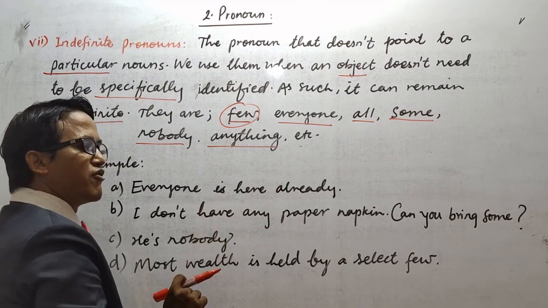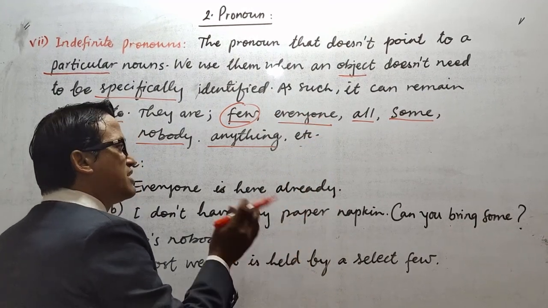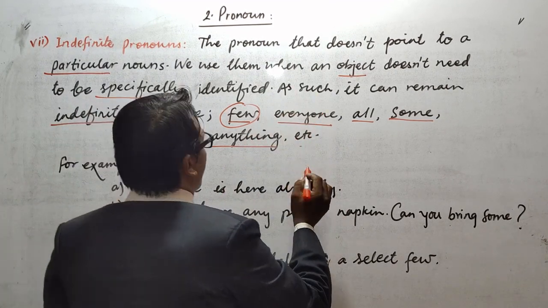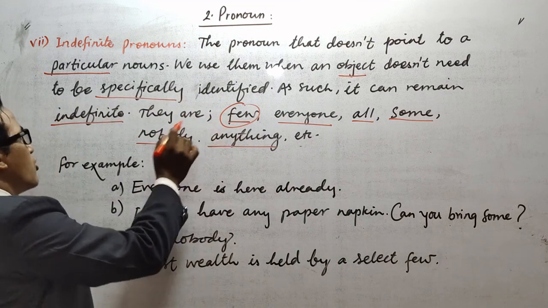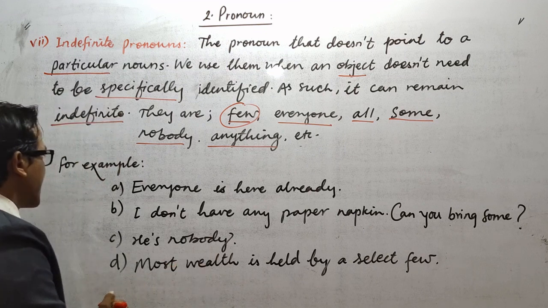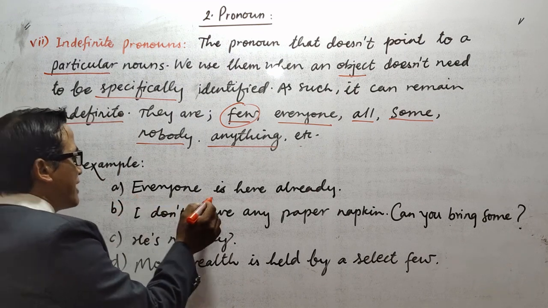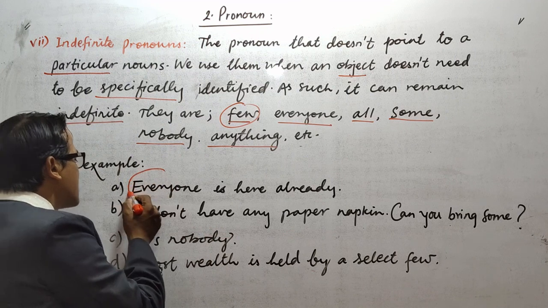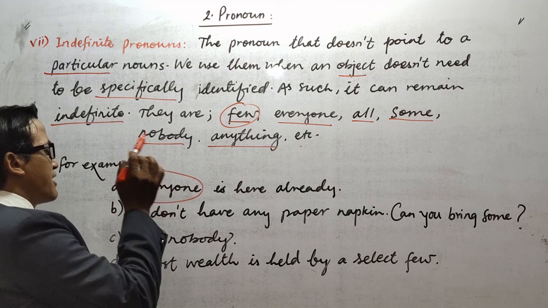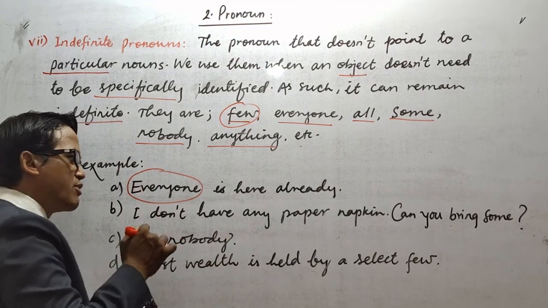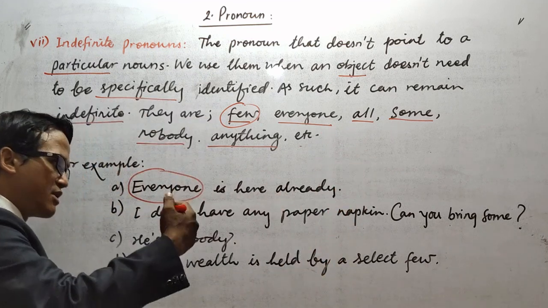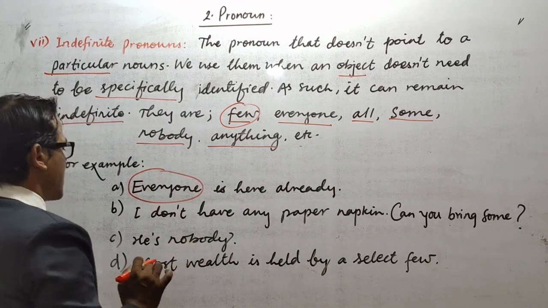Few means no fixed number. Everyone means anyone can be. That is everyone, a pronoun. And all, some, etc. So these words are functioning as indefinite pronouns in the sentence. You can see the example here. Everyone is here already. Here you can see everyone is acting as an indefinite pronoun. Everyone is whoever. Everyone can be here. So that's why everyone is here already, meaning they already came here.